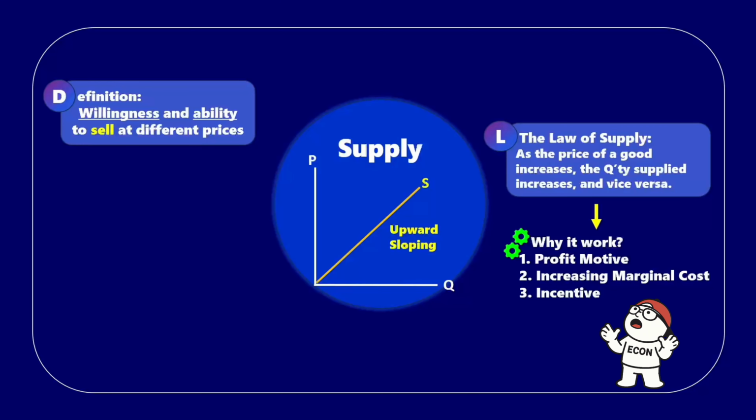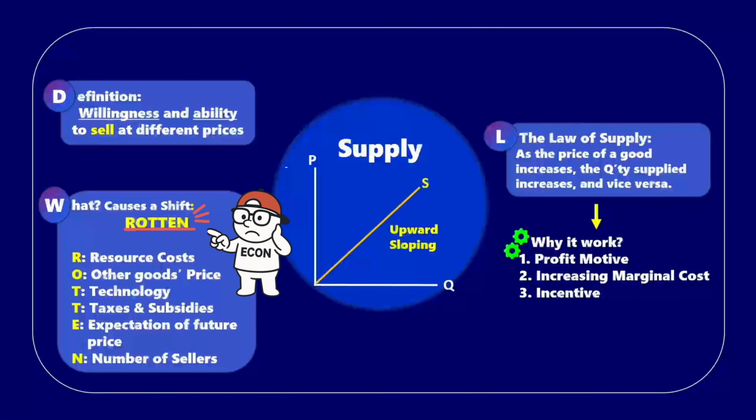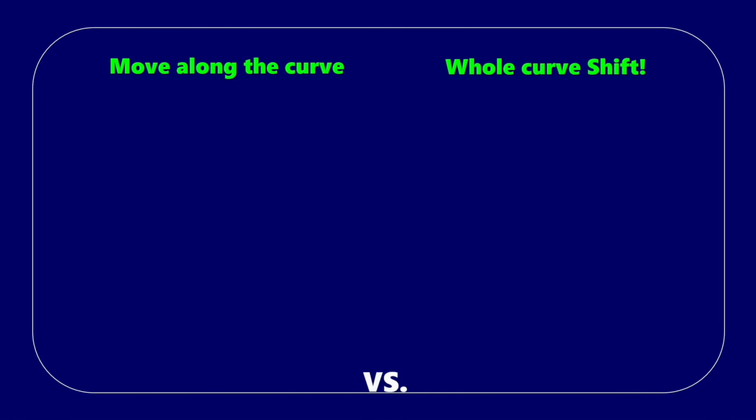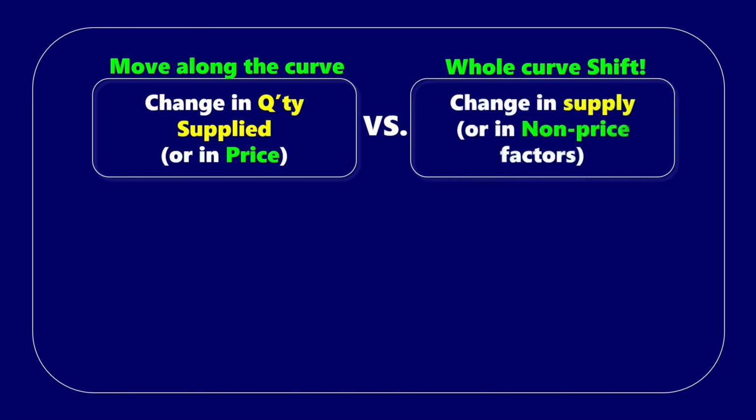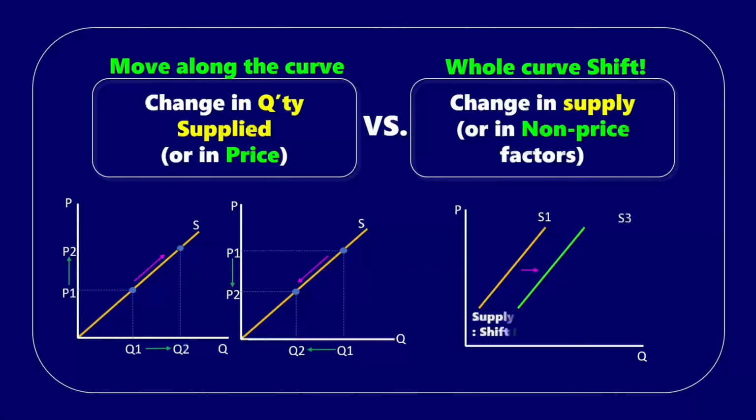Now, just like with demand, we have an acronym to memorize the different shifts, but this time it's ROTTEN. ROTTEN stands for resource costs, other goods' prices, technology, taxes and subsidies, expectations of future prices, and number of sellers. If any of these change, the entire supply curve shifts. Now, just like demand, the same rules apply to supply. A change in quantity supplied, caused by price, is movement along the curve, while a change in supply, caused by a non-price factor, your ROTTEN, is the entire curve shifting.